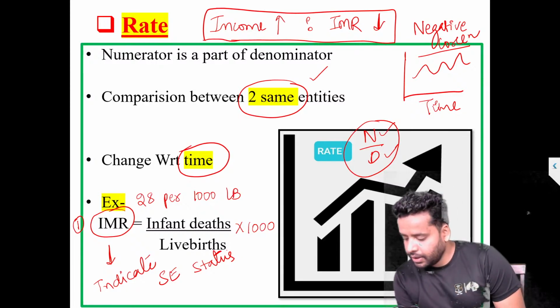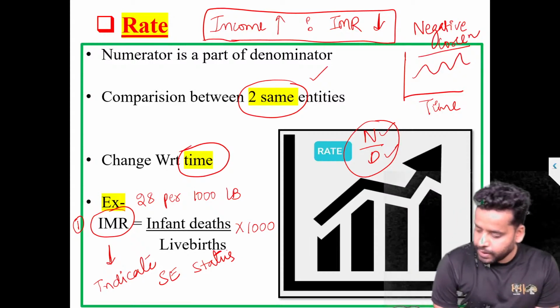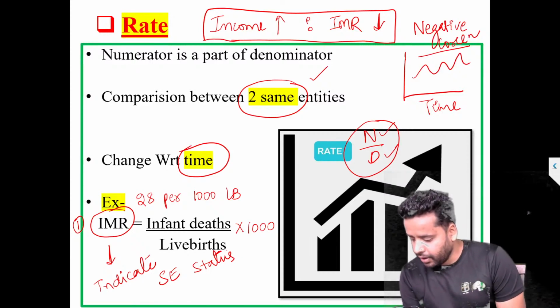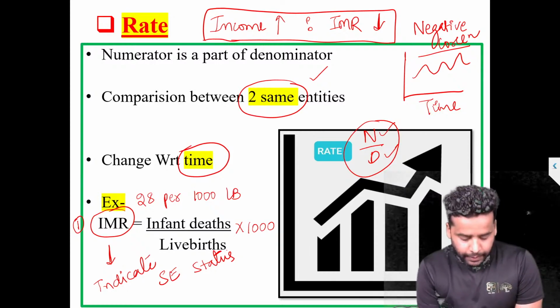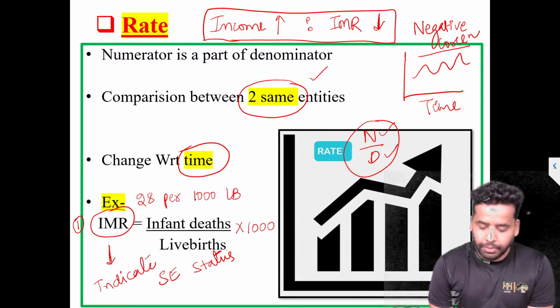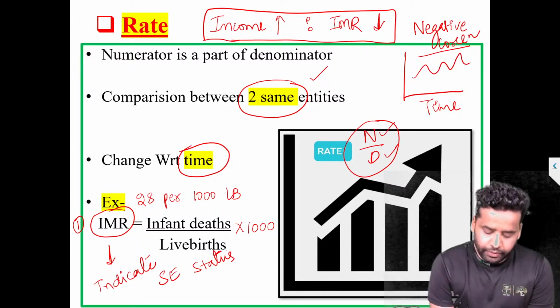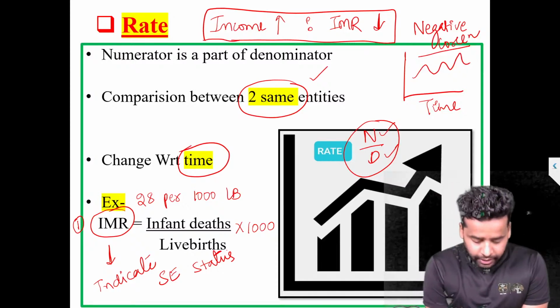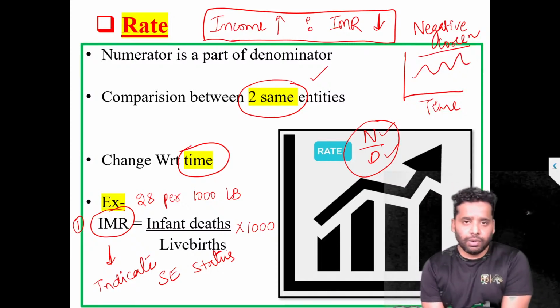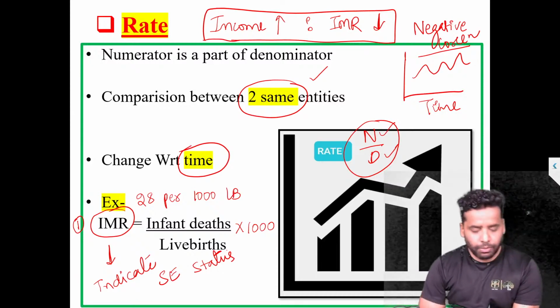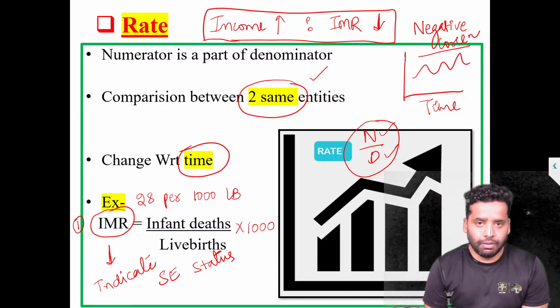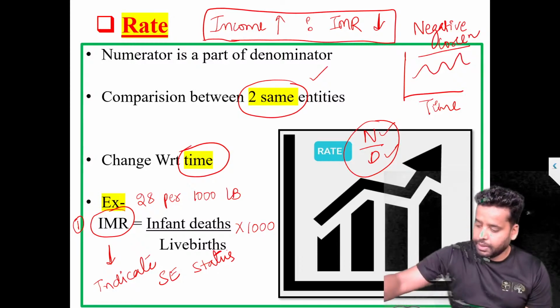So these points are very important. Correct. Less IMR, very good. Income, very good. Socio-economic status, correct. So these are some basic points in rate. The first example which I gave was infant mortality rate. Again, I'll be discussing how to calculate infant mortality rate, what is the most common cause and all that. A separate chapter will come when I teach maternal and child health.